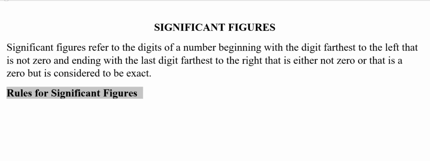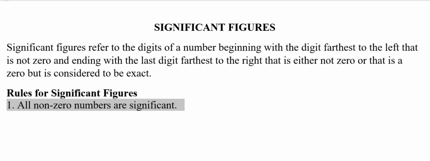First rule is that all non-zero numbers are considered significant. In other words, if a number consists of digits which are non-zeros, then all those digits are considered significant. For example, if we take this number 7,617, then you realize they are all non-zero, and therefore this number has 1, 2, 3, 4 significant figures.